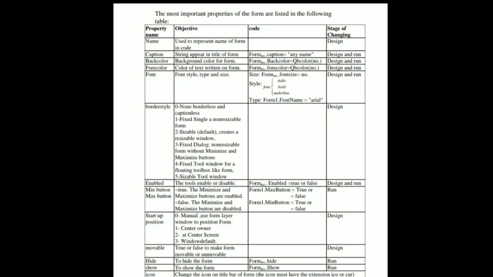Our next property is Enabled. During the execution of your project, do you want to activate your form control or other control, in active condition or not? That you can decide by using this Enabled property. Whether you want to activate your form or other control during the execution of the project or not, you can decide by using this Enabled property.